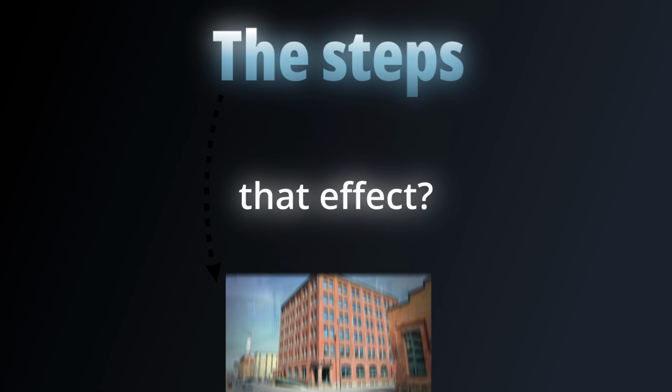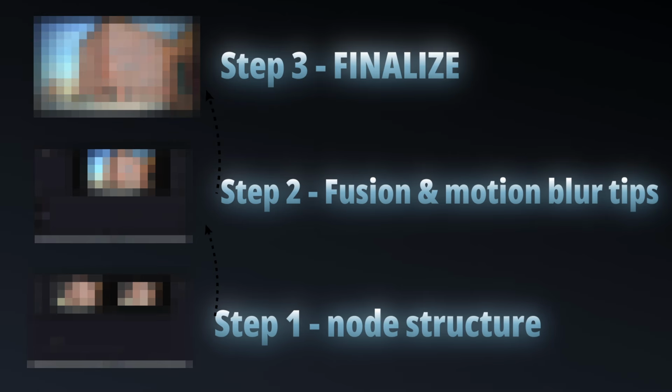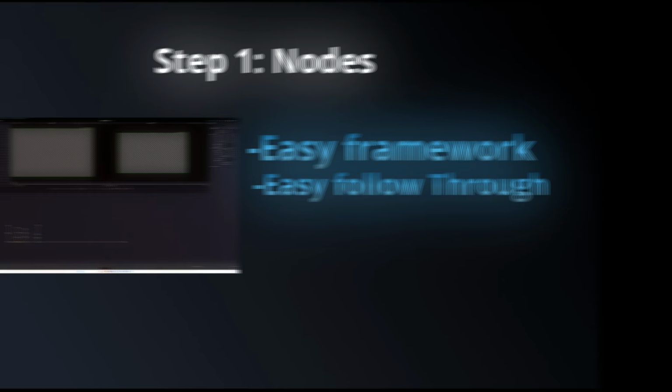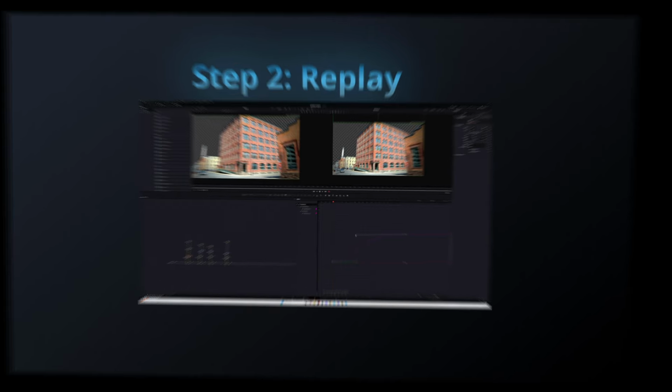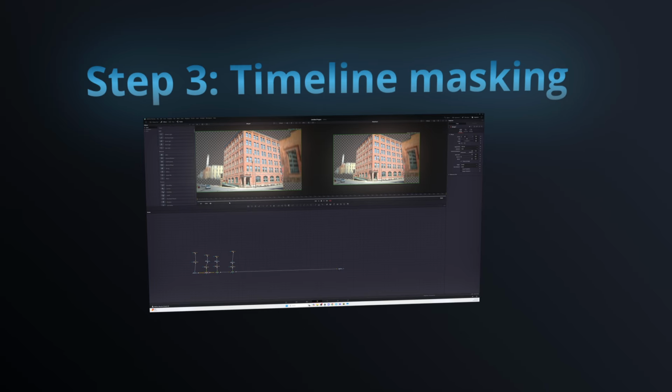A lot of you guys are probably wondering, how did I just do that effect? Well, it's 3 simple stages that I'm gonna run through with you guys. First, we're gonna run the nodes. We're gonna make sure everything is set and situated, making it as easy as possible for you guys to follow. 2, replay the animation slowly but surely. But 3, adjust the timeline as well.